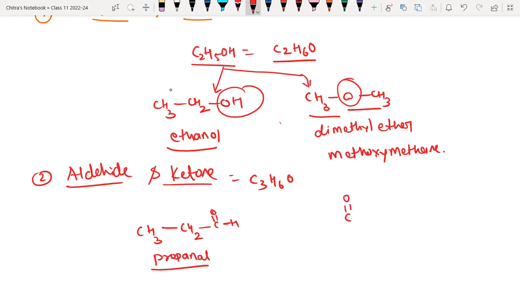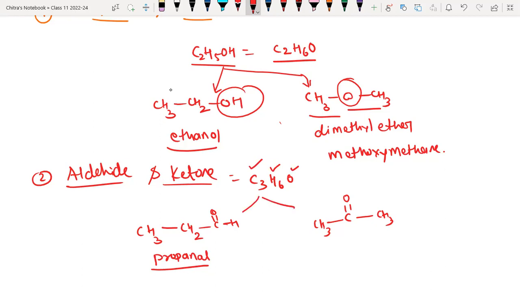It is also called the carbonyl carbon, and on both sides we have a CH3 group. See, we have 3 carbons, 6 hydrogens, and 1 oxygen. So the molecular formula is the same for both.